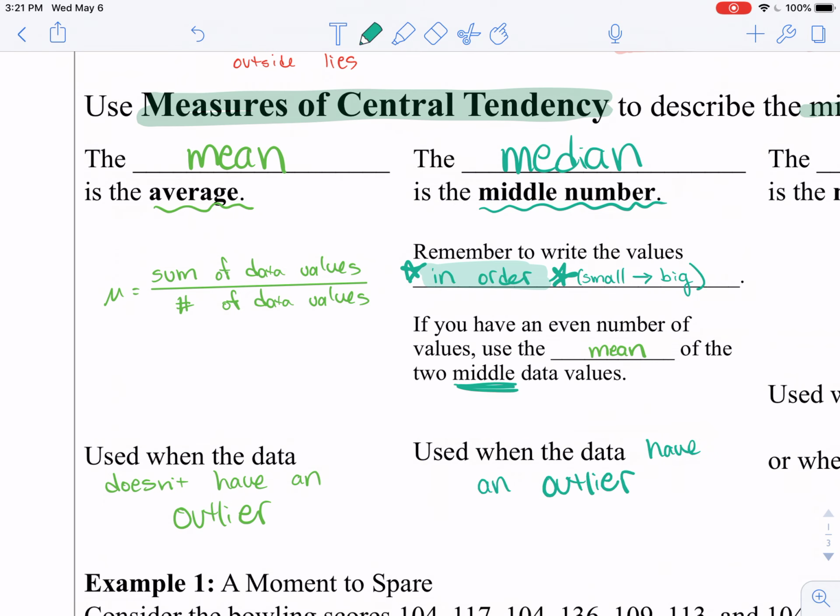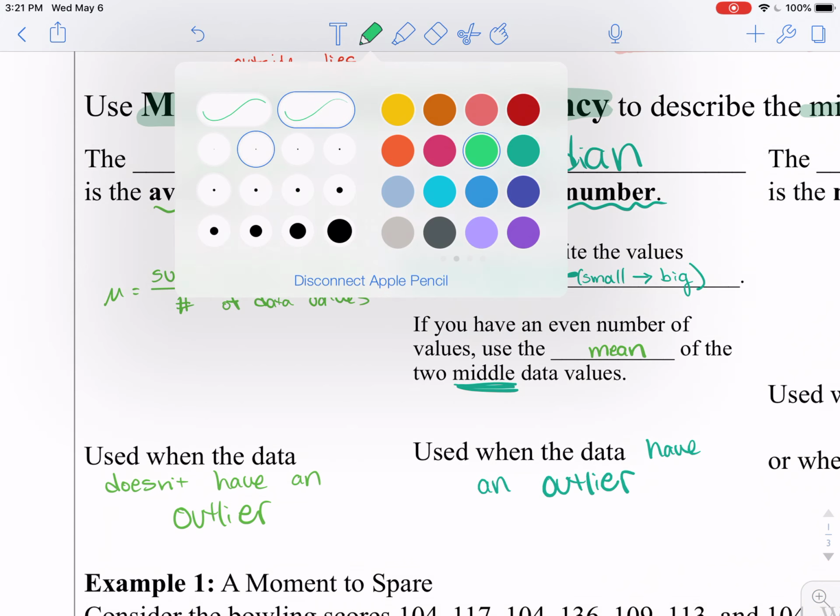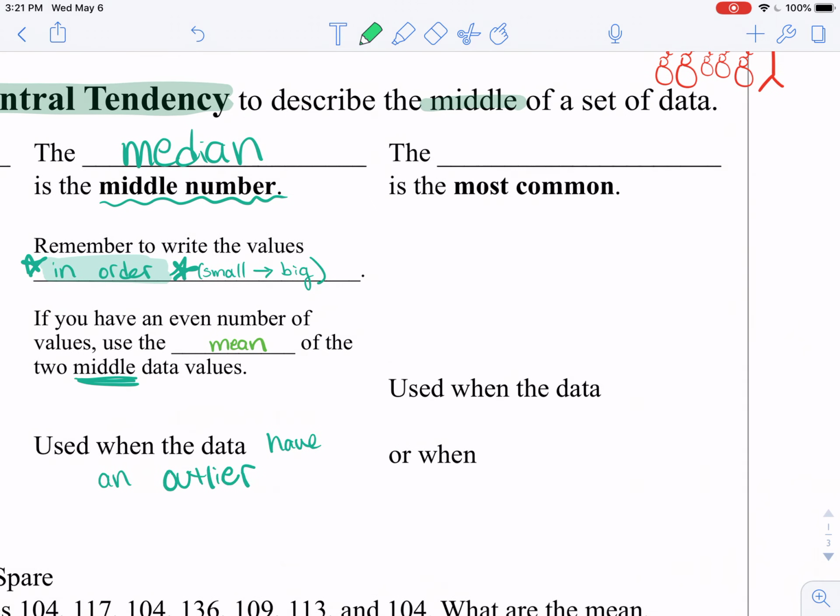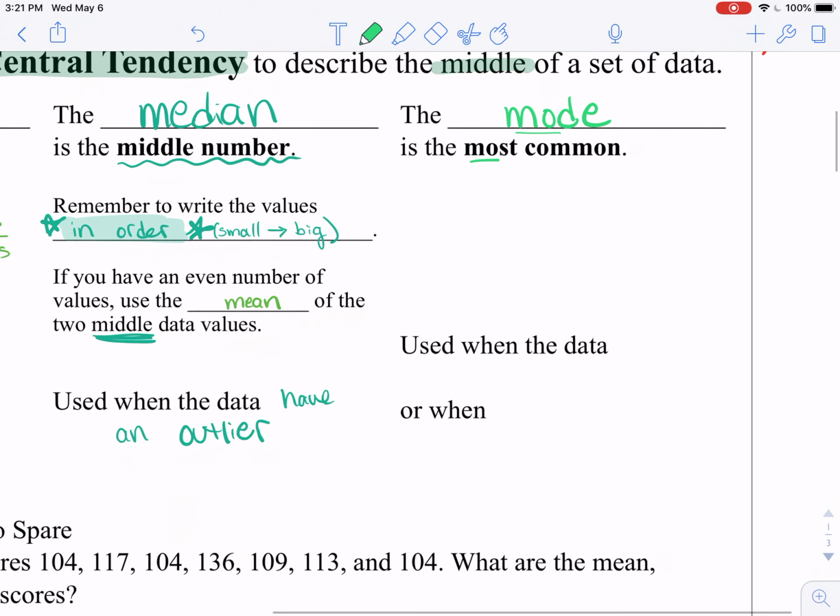And then finally, let's talk about the mode. The mode we use for the most common. Because most common, mode. The mode is the most common. Personally, I don't find the mode very helpful usually, but it is helpful when you're dealing with data that's not numbers. That is, when the data is, we say, non-numeric.